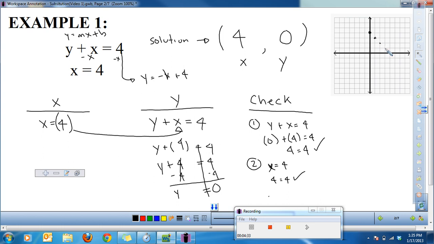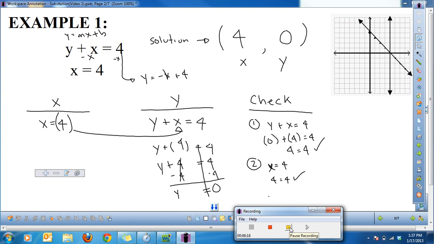So I'm just going to really quickly graph this line, and you can just graph this line in your own notes as well. So there's my first line, y equals negative 1x plus 4. Now I'm going to go ahead and graph my second line, x equals 4. Remember that x equals 4 means that it's crossing the x-axis at 4. So it's going to cross right here. So I'm going to go ahead and draw that line.